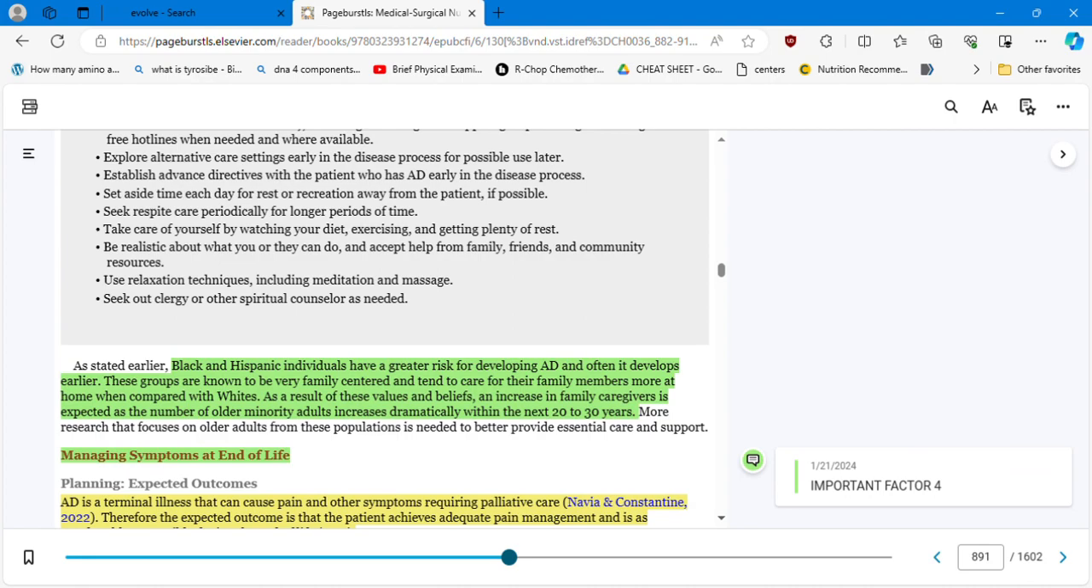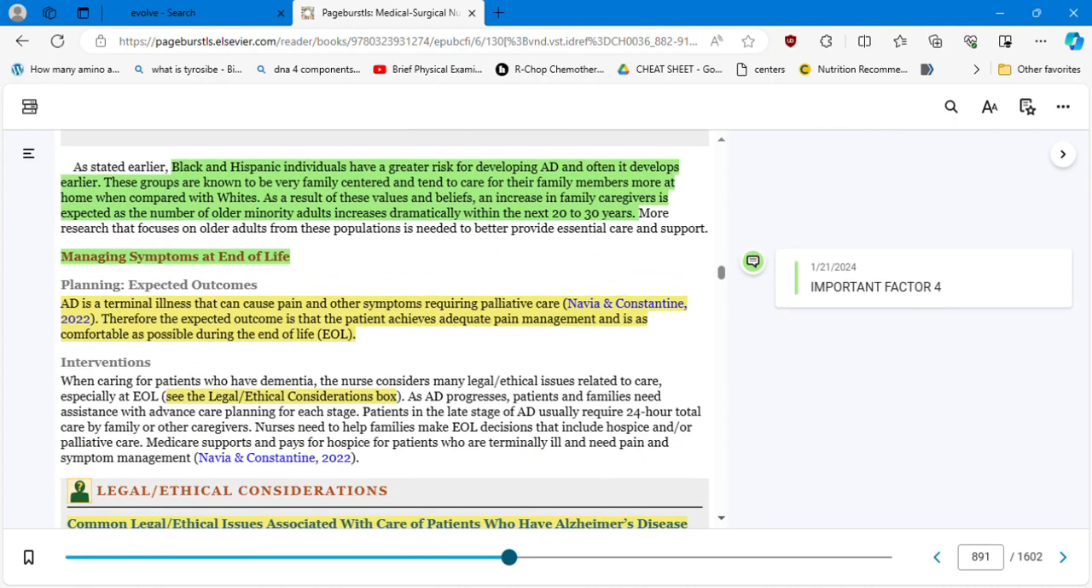It's not easy. Black and Hispanic individuals have a greater risk for developing AD, and it develops earlier. These groups are known to be very family centered and tend to care for their family members at home more than whites. It's true. As a result of these values and beliefs, an increase in family caregivers is expected as the number of older minority adults increases dramatically within the next 20 to 30 years.